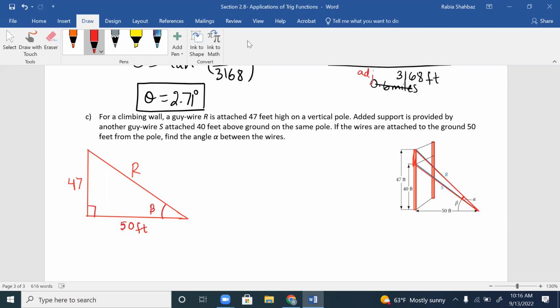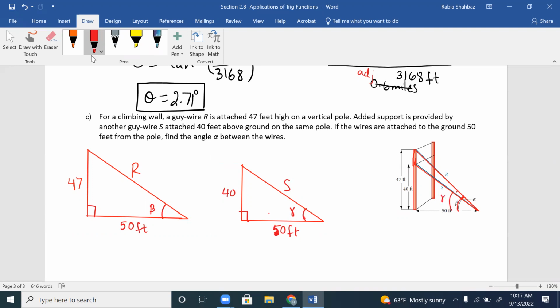And then there's another triangle, which is made by this other wire, the wire S, and this is still 50. This angle, let's call that gamma, because alpha is the difference between these two angles, right? So we're looking at the angle beta as the whole thing, and then we're calling this angle gamma.